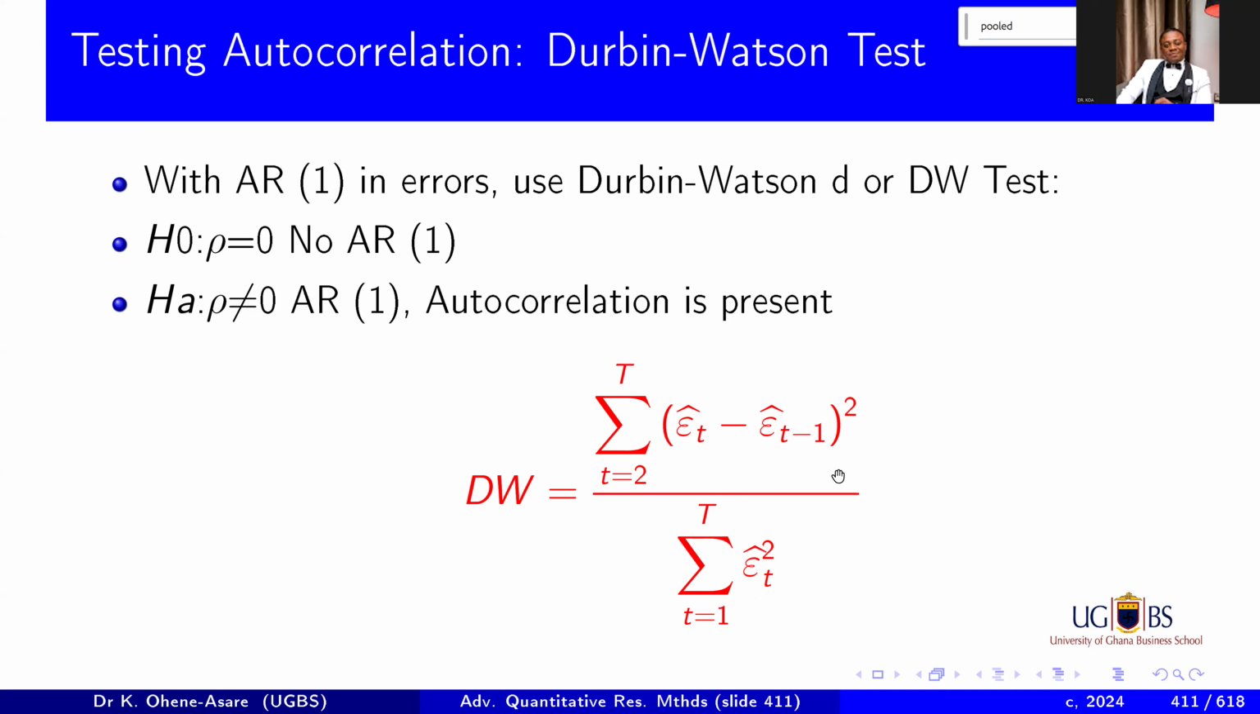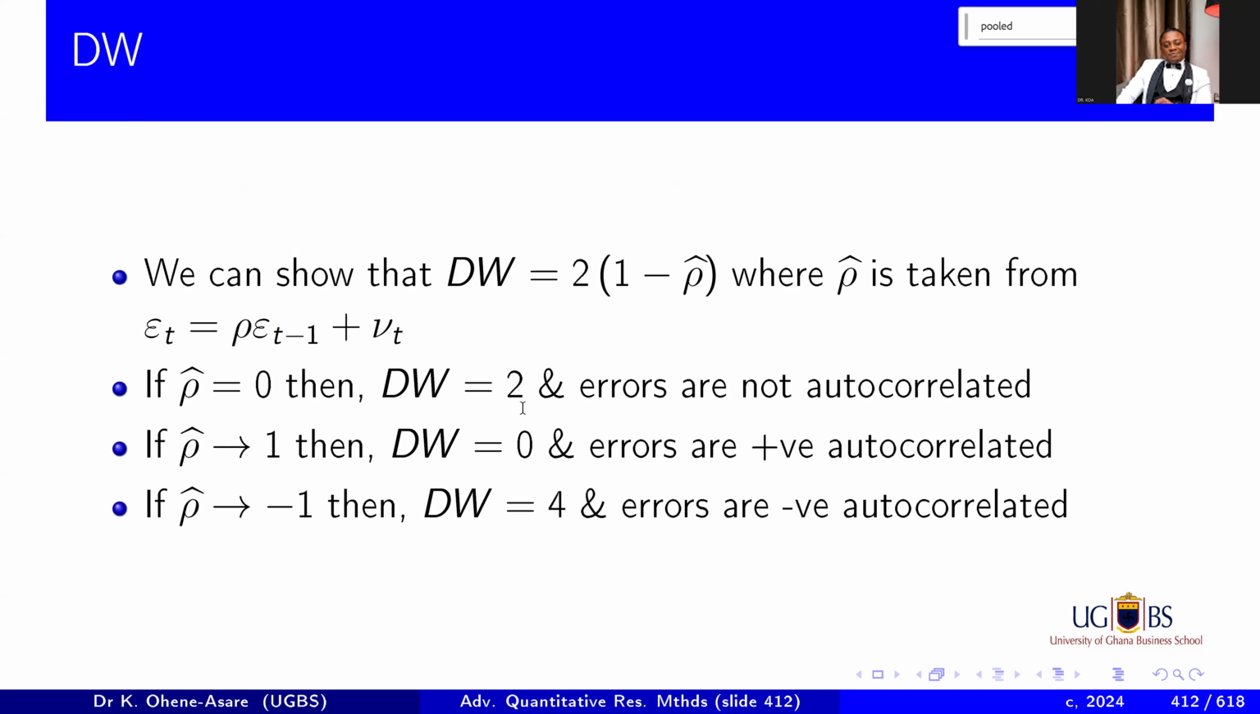Once you've gotten this value, that gives you the Durbin-Watson. Now, what is the maximum value you can get for the Durbin-Watson test? What is the minimum value you can get? Well, we can prove something interesting: the Durbin-Watson is equal to 2 times (1 minus rho). Remember, the rho is taken from this formula here. This formula is finding the rho.